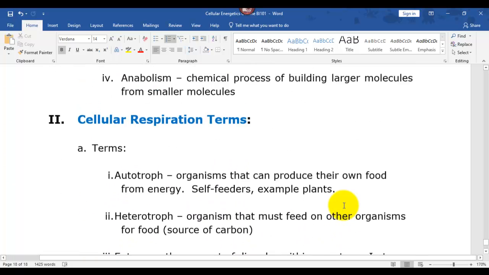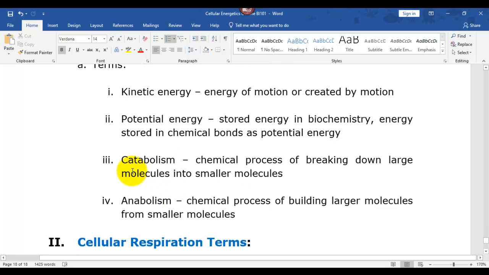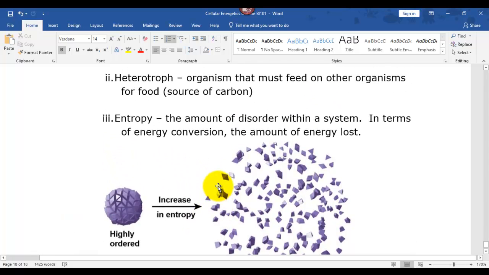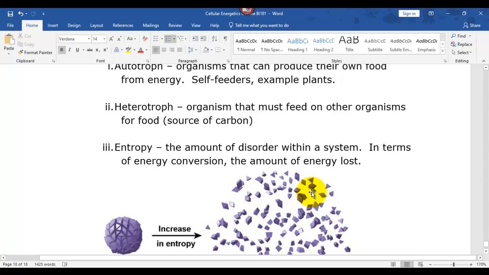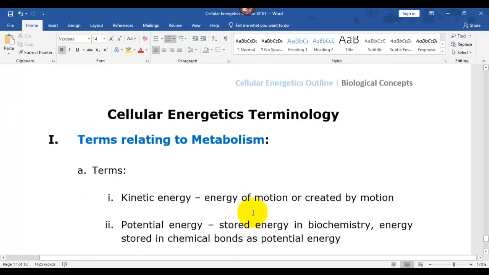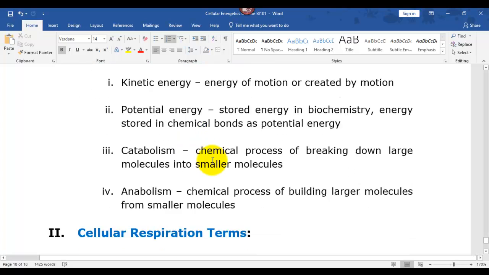And look over these terms. The very last thing here, kinetic energy is involved with everything, but that idea of entropy is, it says highly ordered, more disordered. Entropy refers to the amount of disorder within a system. And you have heat that is lost in the process of converting energy, just like it says here. These terms, kinetic energy is energy of motion. This is stored energy, which is a big part of doing cell respiration, of keeping the thing going and breaking up ATP and releasing energy.